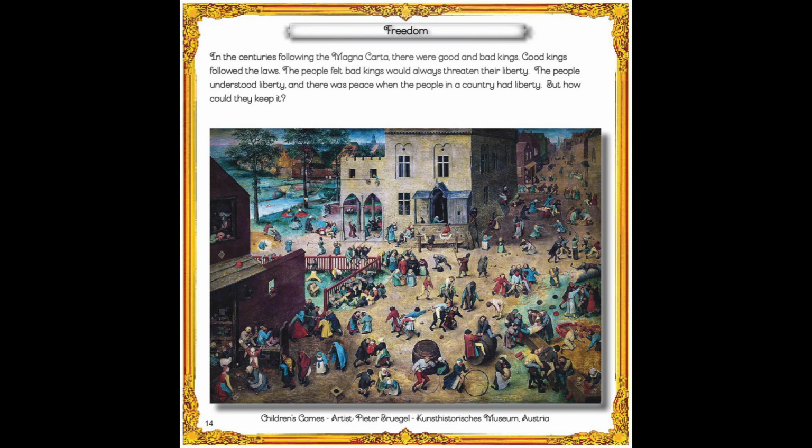In the centuries following the Magna Carta, there were good and bad kings. Good kings followed the laws. The people felt bad kings would always threaten their liberty. The people understood liberty, and there was peace when the people in a country had liberty. But how could they keep it?